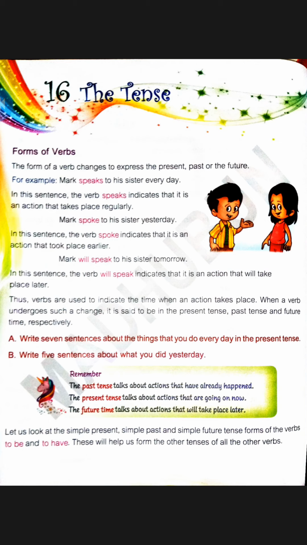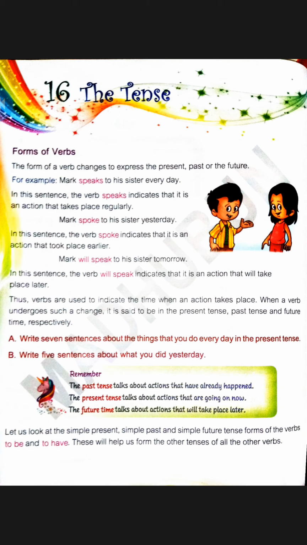Okay, what is said, that Mark speaks to his sister every day. Speaks means that this action is taking place regularly. Okay, Mark spoke to his sister yesterday. Now in this sentence, the verb spoke indicates that it is an action that took place earlier. Now see, in that sentence we used speaks, and in this sentence we use spoke. Spoke denotes that it was in the past, it has passed. Okay, so spoke means that the action has already taken place.